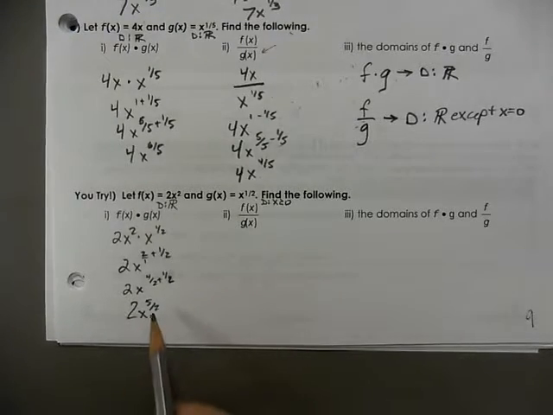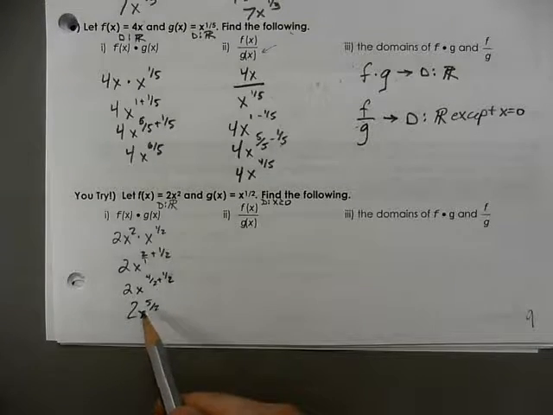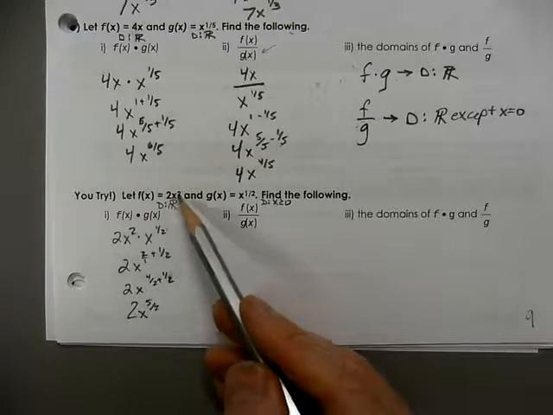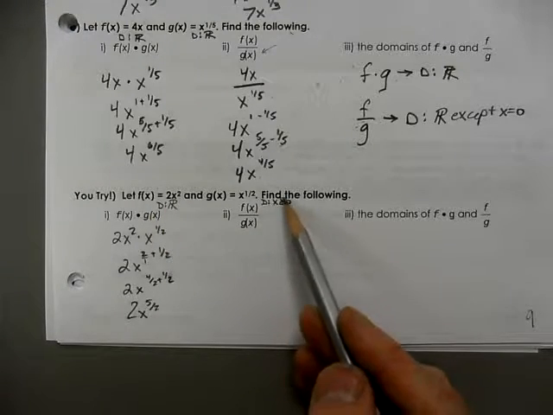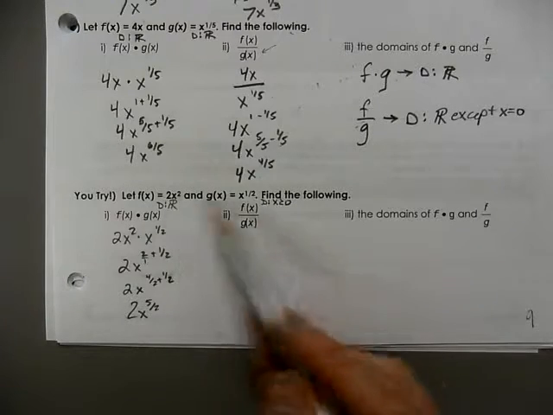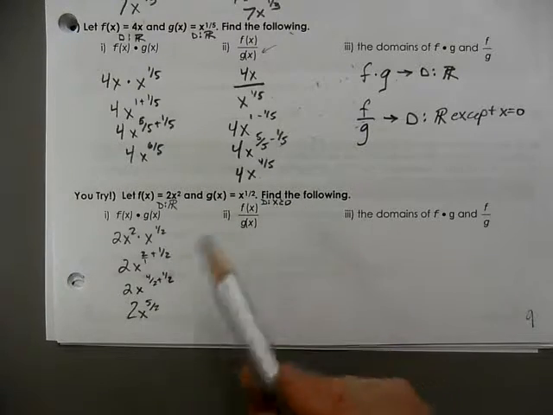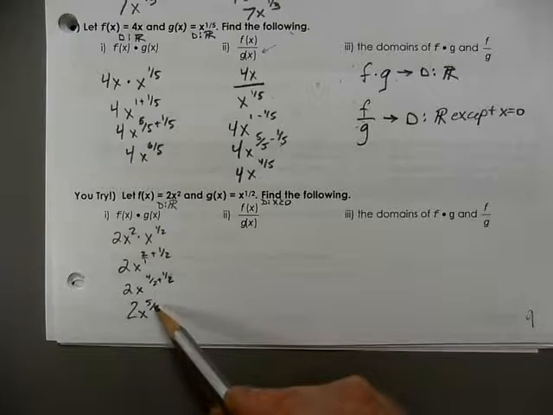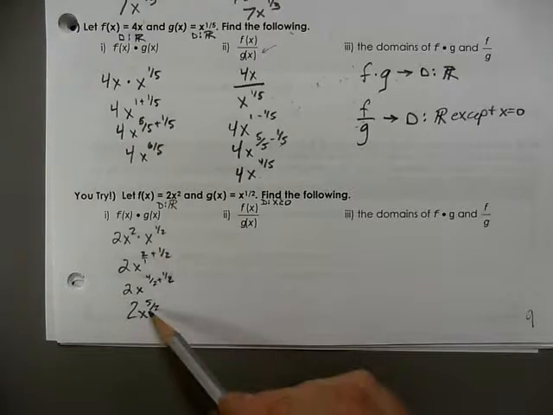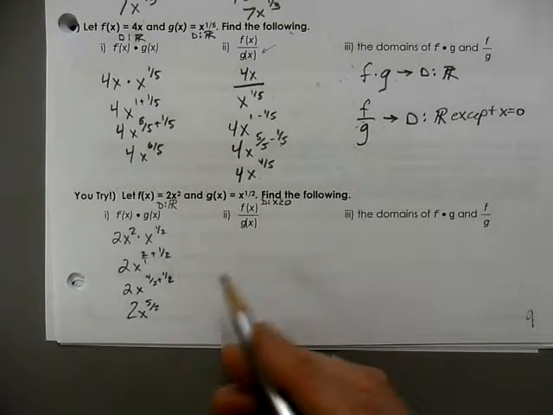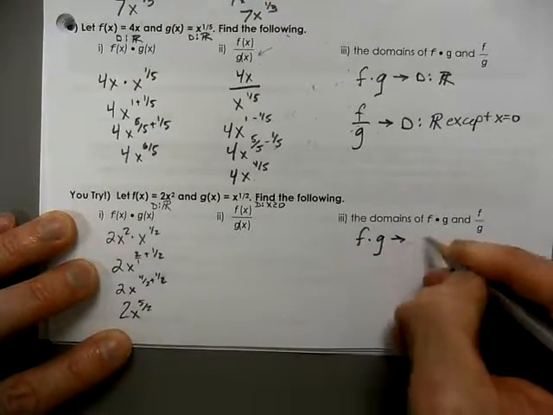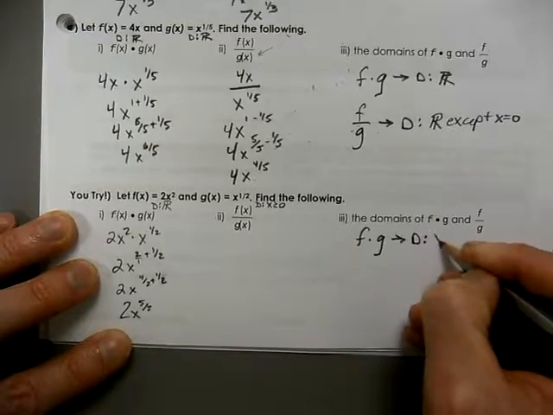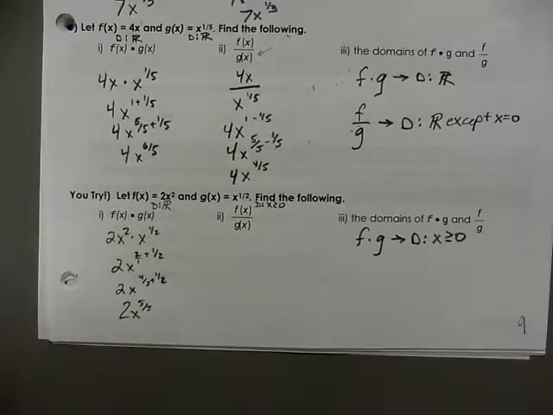So we're down here with 2x to the 5 halves. The 5 halves tells us that this is a square root type problem. Now let's look at the parent function. Every number is available. Here, just the numbers greater than or equal to 0 are available. So when we put it together, that makes it look like greater than or equal to 0. That would be our domain. So f times g in this situation is going to be greater than or equal to 0.